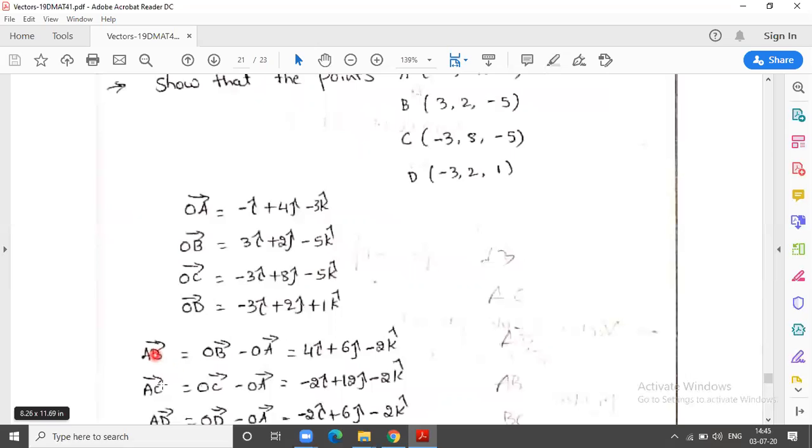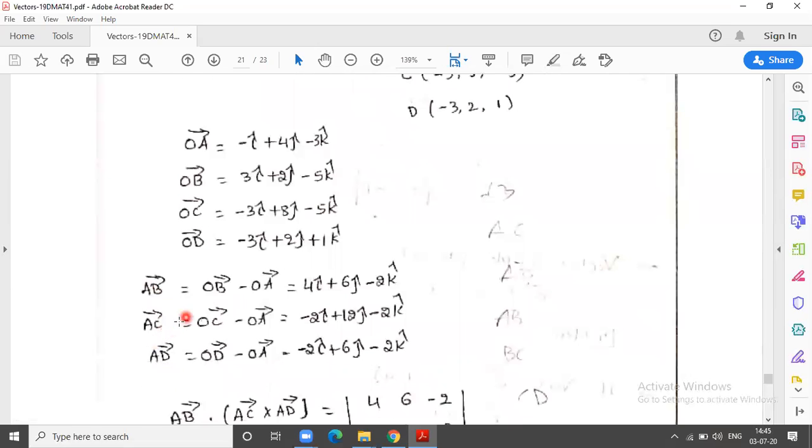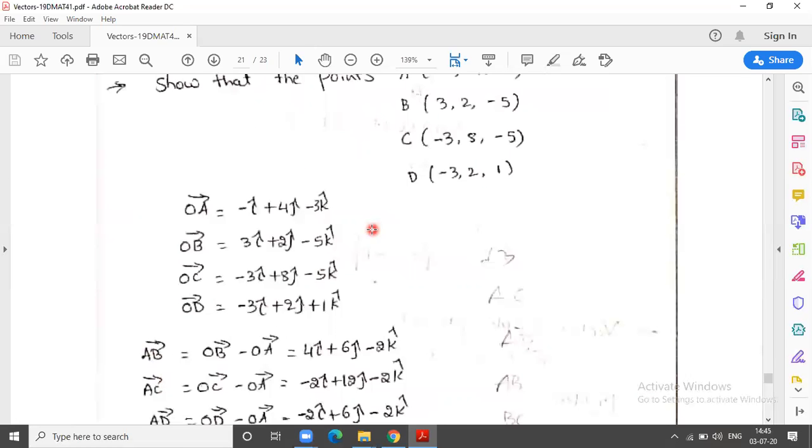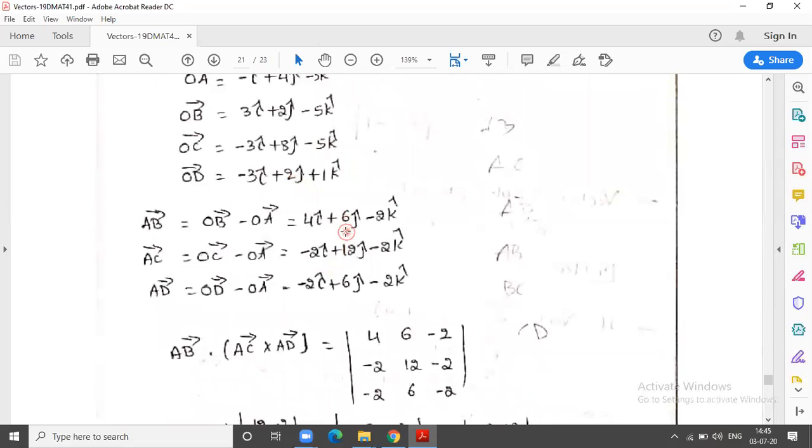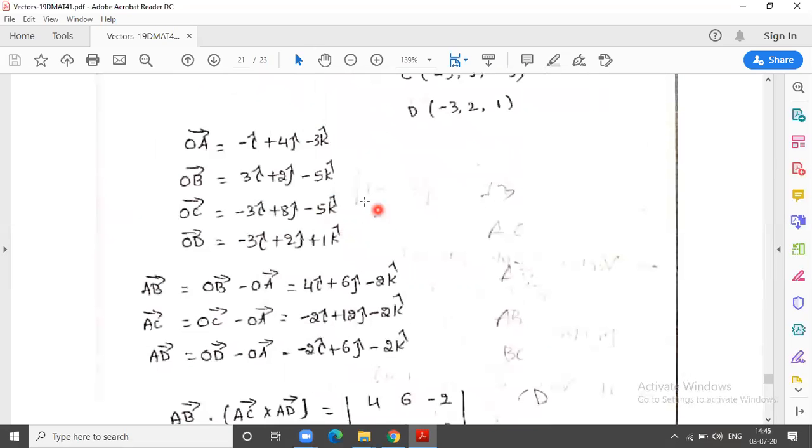So now you have to find AB, AC, AD. AB is OB minus OA. So just directly subtract: 3 minus (-1) will become plus 4. 2 minus 4 means it will become -2. And the next one, -5 plus 3, will become -2.